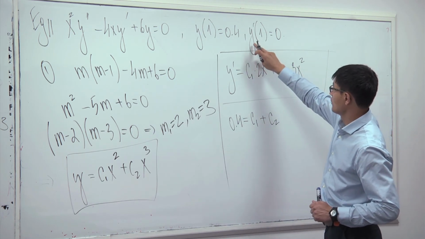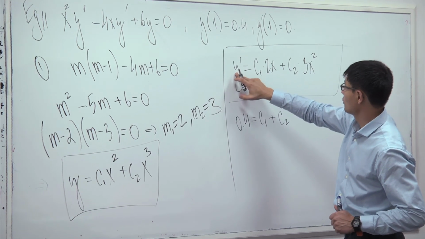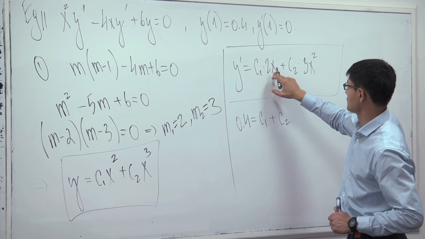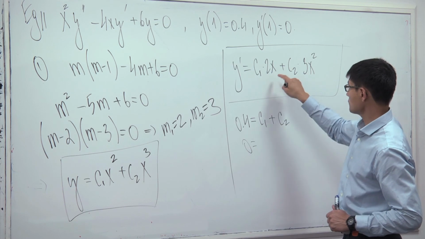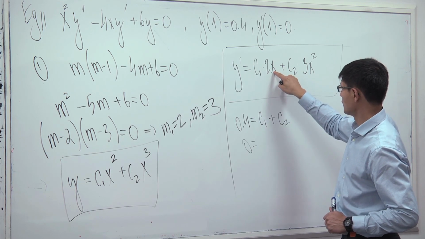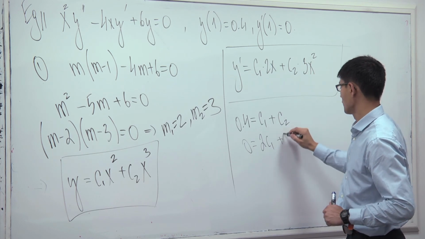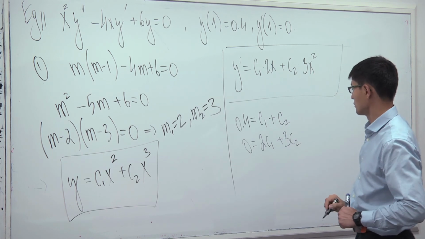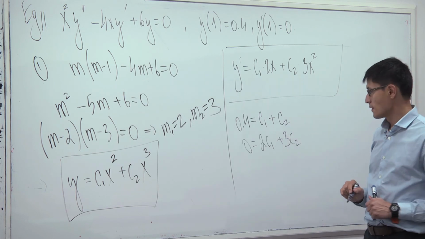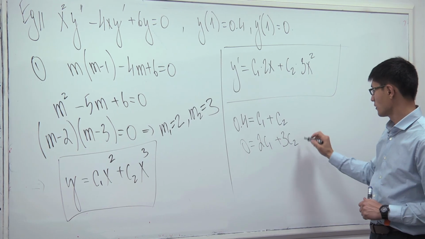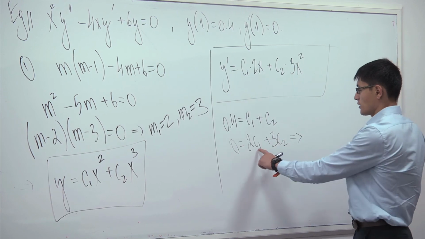Next, we know that y prime of 1 is equal to 0. So I'll replace y prime with 0 and x with 1. That would give me 0 equals, if I put 1 here, I'd get 2c1. And if I put 1 here, I get 3c2. So I have two equations and two unknowns, c1 and c2. It's a system of equations. I can solve it. So what I can do is, from the second equation, I can solve for c1.